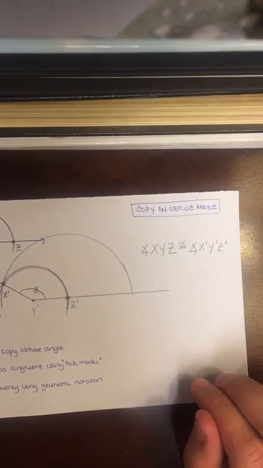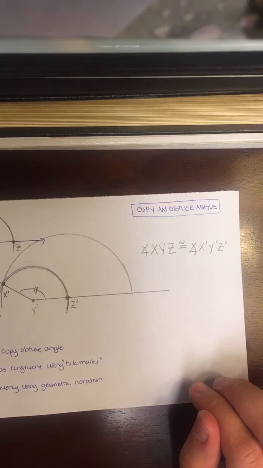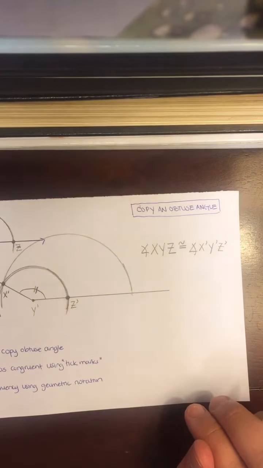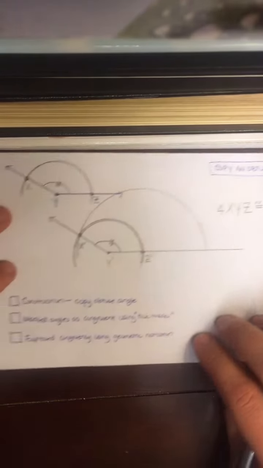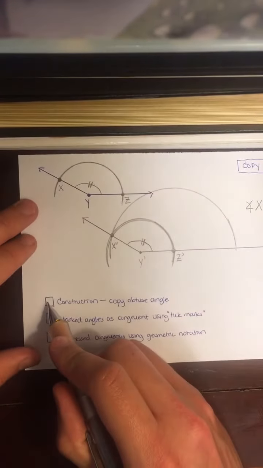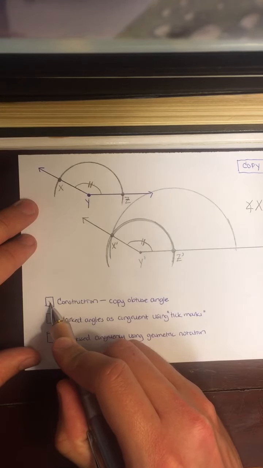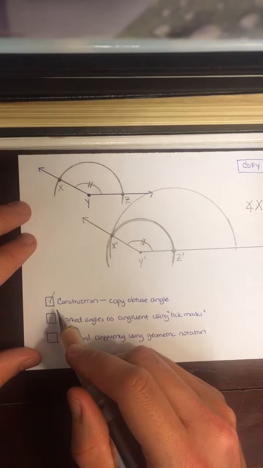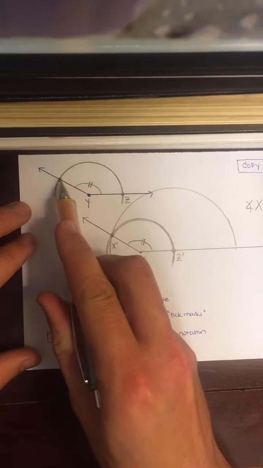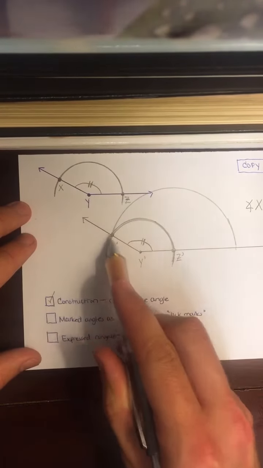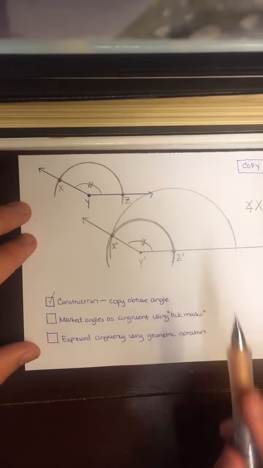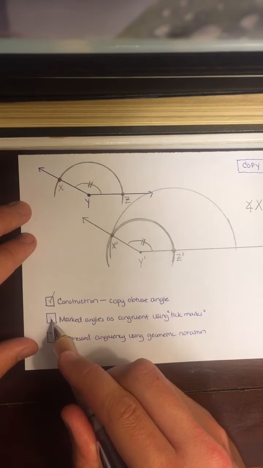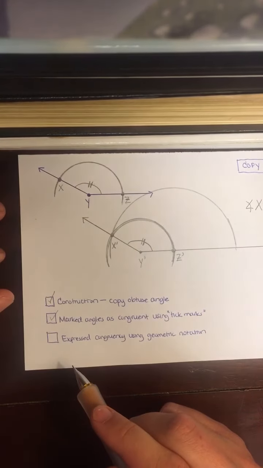Going back to my expectations for this specific instruction, it's the very same expectations as when you're copying an acute angle. The expectation is that you complete the construction, so I want you to actually copy that obtuse angle. Here we can see that I have done that, which is why I've checked it off. I started with this original image and copied it using a compass and straight edge. The second thing I did is mark the angles as congruent by using those tick marks.